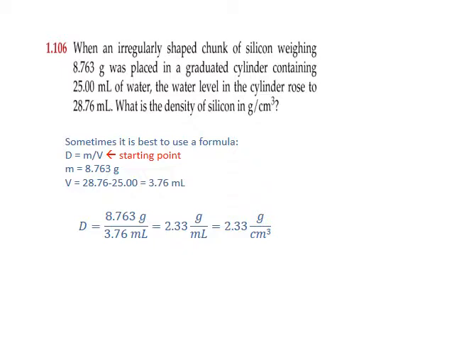Typically, if we're talking about solids, we're going to talk about grams per centimeter cube. If we're talking about something that's a liquid that we can actually use as a volume measurement that we'd measure with a beaker or a graduated cylinder, then we're going to use milliliters more often than not.